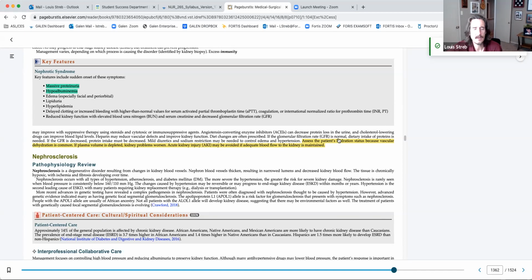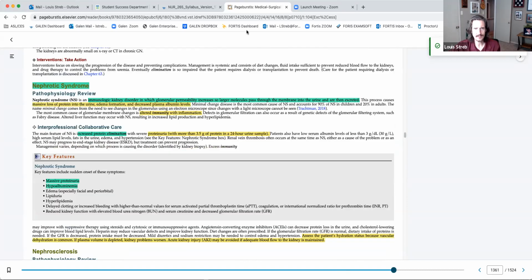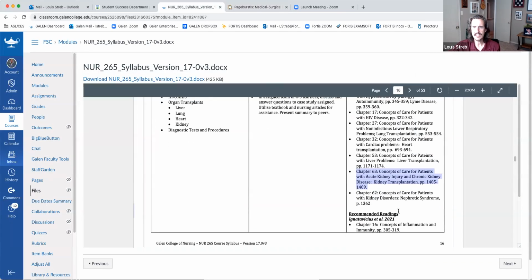Go back to what we talked about with anything about the kidney. Patients who are well hydrated don't have kidney problems, typically. So make sure you're paying attention to what your role is as a nurse, and you won't have to struggle very much. All right, last chapter here, and we'll go back here.